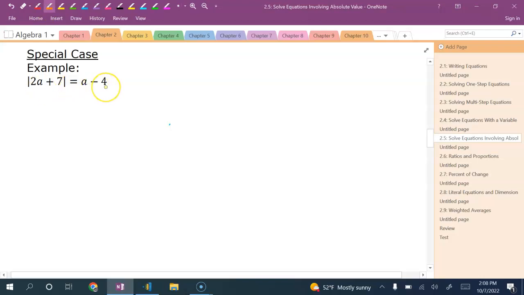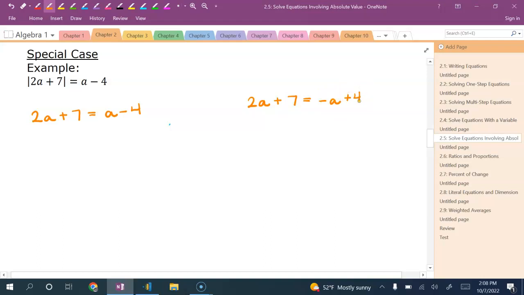So for this first one here, we've got the absolute value of 2a plus 7 equals a minus 4. I'm going to start by writing out my two equations. Now, the one that we start with looks exactly the same, but we just dropped the absolute value bars. The other one is going to look the same, except remember that you always have to change the sign of the term on the other side of the equal sign. But this one has two terms. It has a minus 4. So we need to switch both of their signs so that a is going to become -a and the 4 is going to become +4.